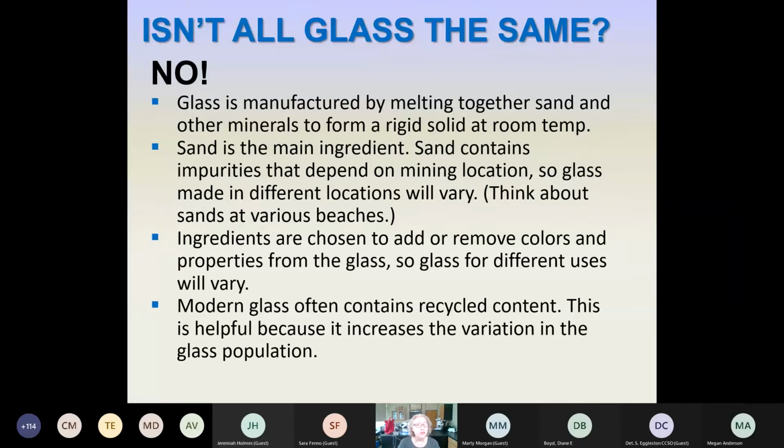So in addition, modern glass often contains recycled content. This is more prevalent with container glass, such as bottles and jars, than it is with window glass. But in both cases, it is helpful to us because by mixing recycled glass with the other ingredients, it increases the variation that we see in the population of glass. So there's more different combinations of the characteristics that we measure.